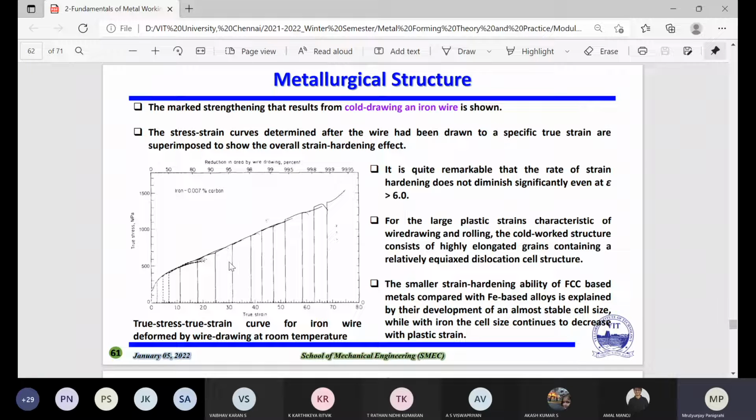You can see, whenever you compare strain with the true stress, it is quite remarkable that the rate of strain hardening does not diminish significantly even at strains more than 6. That means you can compare with other research, which probably has not found this graph beyond 6, but here we are getting it beyond 6 also. So you have to correlate like this. That's why I put one graph here so that you can understand, right?